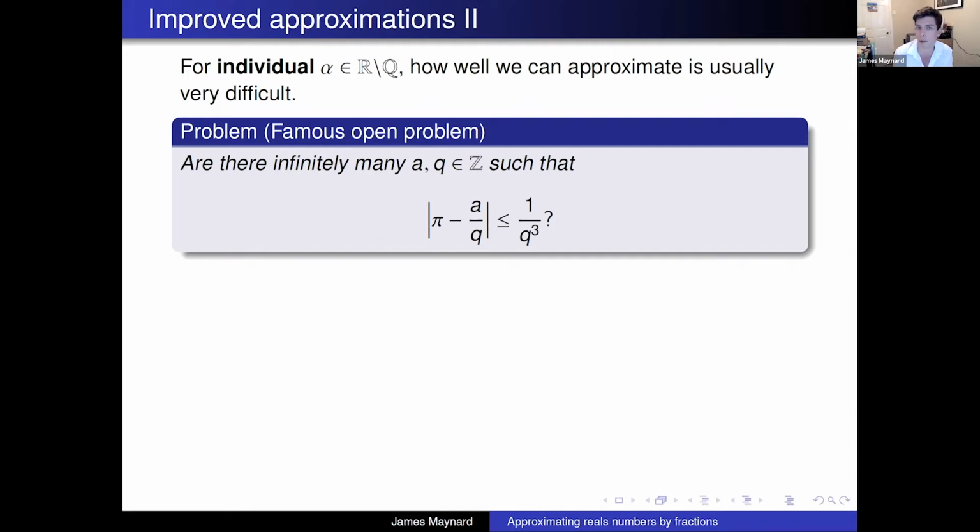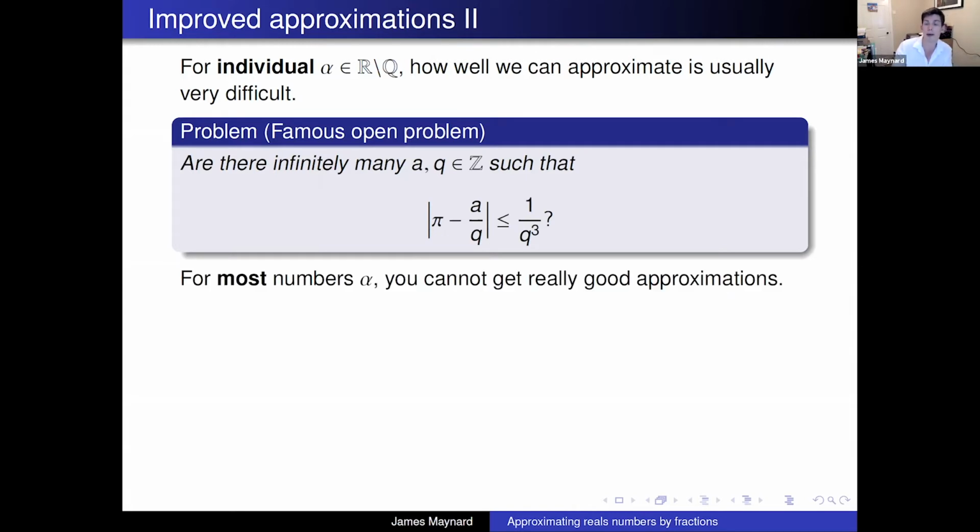So a famous open problem is, are there infinitely many integers a and q such that you can approximate pi specifically with the rational a over q up to an error of 1 over q cubed? We don't believe that this is possible, but no one has shown that it's impossible, and so it might be the case that you could improve Dirichlet's theorem for the special number pi. Similarly, you can ask the same question for e or pi plus e, or most of your favorite transcendental numbers, and we really don't have a terribly good understanding.